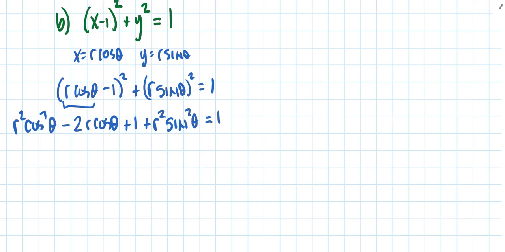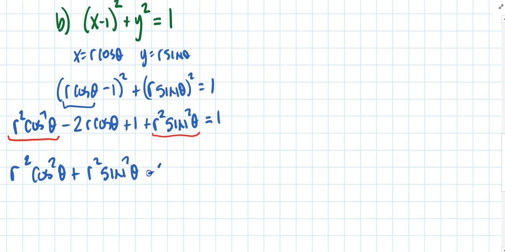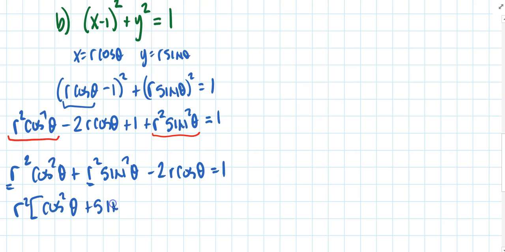Okay, I wanted to move my screen over to keep track of a few things. So what I'm going to do now is group the r squared cosine squared theta and the r squared sine squared theta together, and here's what I would get. I would get r squared cosine squared theta plus r squared sine squared theta minus 2r cosine theta is equal to 1. Now, hopefully you realize you can factor out an r squared from this, and you would get r squared times a cosine squared theta plus a sine squared theta, minus 2r cosine theta is equal to 1.